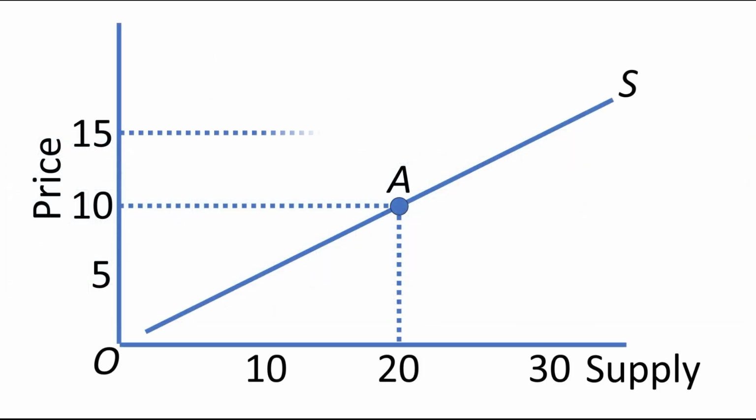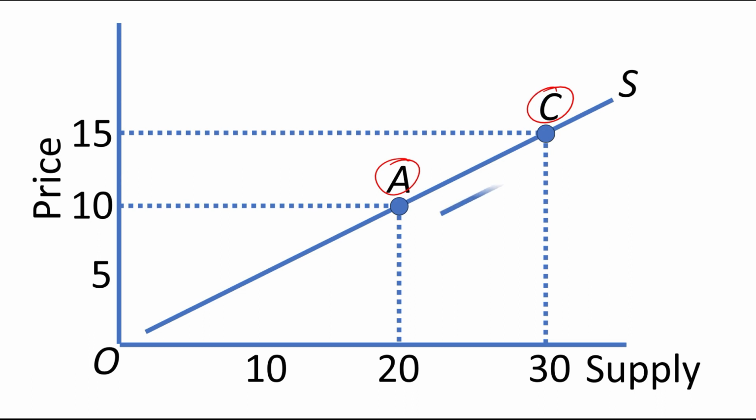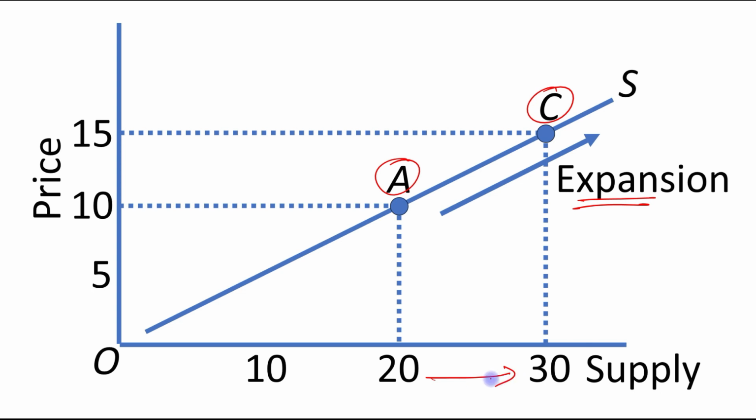So at a price of ₹15, quantity supplied is 30 units. Let's take it as point C. Now movement from point A to point C is the upward movement, which is expansion. तो आपको ये बात याद रखनी है that if there is an upward movement along the supply curve, it means expansion of supply. Quantity supplied यहाँ पे increase हुई है from 20 to 30 due to the increase in price. Clear? Upward movement along the supply curve means expansion of supply.